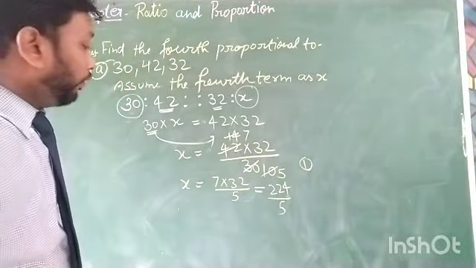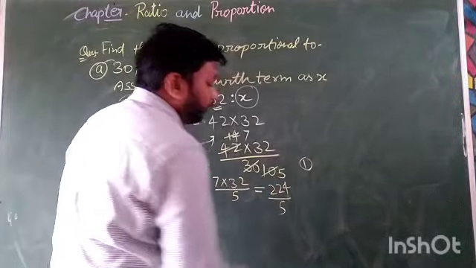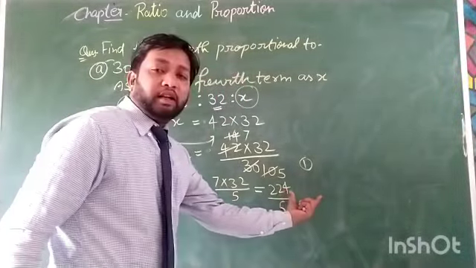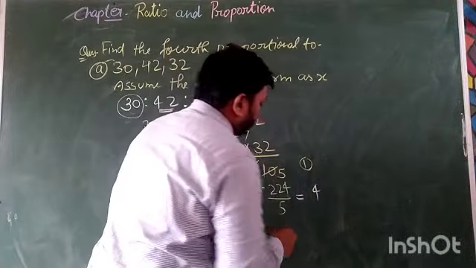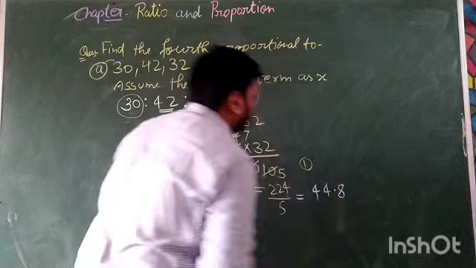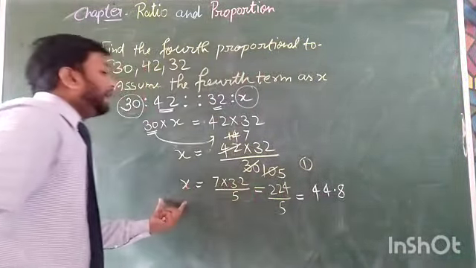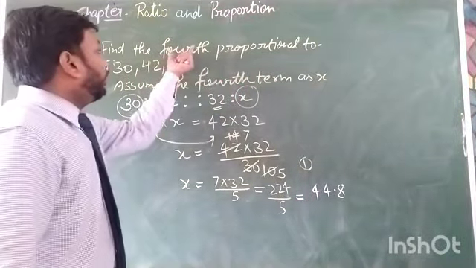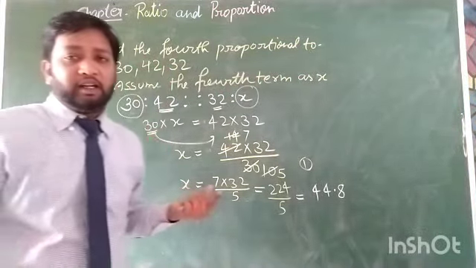So the fourth proportional, we got the value of x as 224 upon 5. If we simplify this in decimal terms, we get 5 4s are 20, carry 2, 5 4s are 20, carry 4, 5 8s are 40. So we get the value of x as 44.8. So we can say that 44.8 is the fourth proportional to 30, 42 and 32.